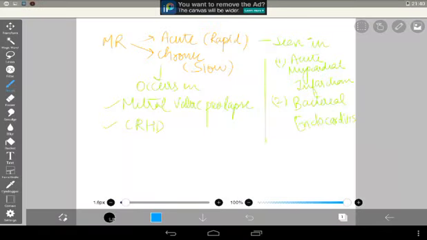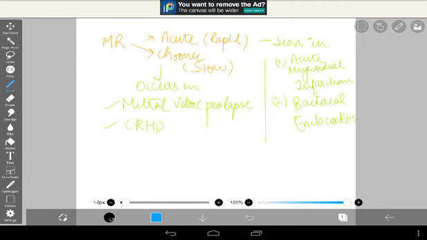Now let's talk about the two types of mitral regurgitation. One type is acute. In the acute type there is a rapid rise in the left atrial pressure, as well as rapid development of acute pulmonary edema. This acute type of mitral regurgitation is seen in patients having acute myocardial infarction, as well as patients having bacterial endocarditis.